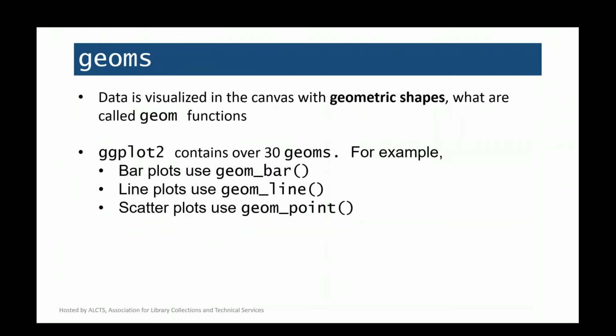Data is visualized in the canvas using geometric shapes. And this is part of the grammar of data visualization. Those geometric shapes are called geom functions. And if you think about it, that's all that a data visualization is. For example, a bar plot is just bars, just rectangles. A line plot is just a line. A scatter plot is just a bunch of dots. So ggplot2 contains over 30 geoms. Amazing stuff, stuff that you never knew you could visualize is included in ggplot2. And accordingly, bar plots use geom bar, line plots use geom line, and so on.